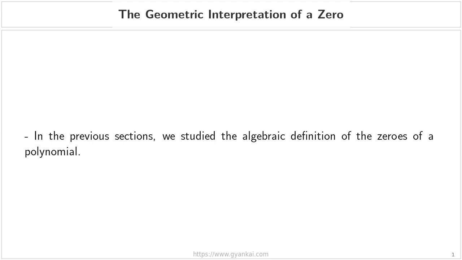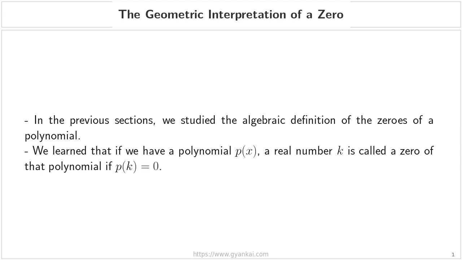Welcome, everyone. Before we dive into today's new material, let's take a moment to reflect on what we have already covered. In our previous lessons, we focused on the algebraic definition of the zeros of a polynomial. Specifically, we learned that if we are working with a polynomial, which we denote as p of x, a real number, let's call it k, is considered a zero of that polynomial if, when we substitute k into the equation, p of k equals 0.